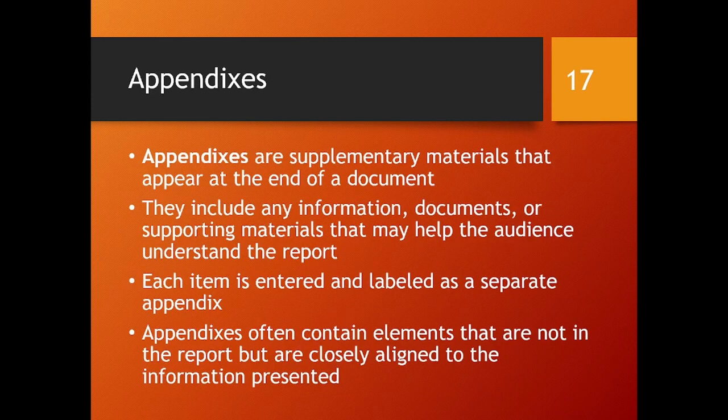Last, we have appendices, and this is going to be that supplementary material and information that appears at the end of the document. It can have any type of information, document, supporting materials, anything that you think is going to help your audience understand the report better. Each item is entered and labeled as a separate appendix. Typically, they are numbered or lettered, Appendix A, and this is what is in Appendix A, so there is a title. They often contain elements that are not in the report, but closely aligned to the information that is in there to help support it.